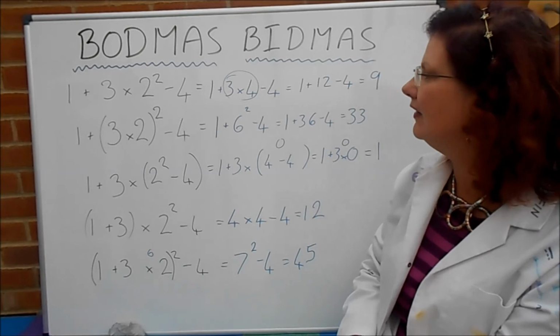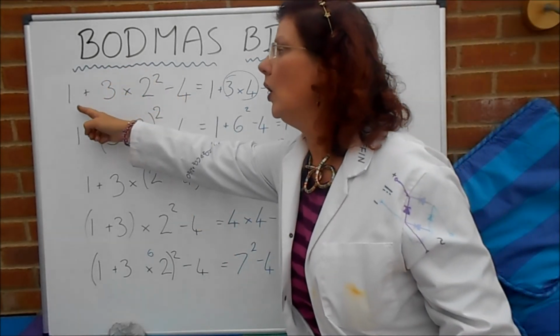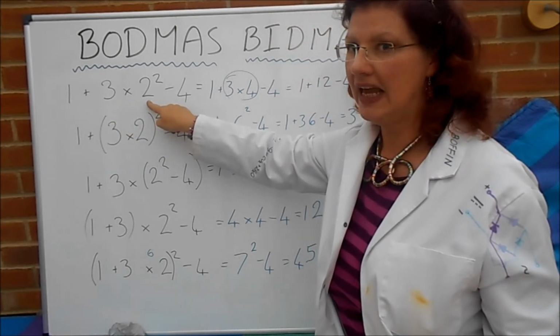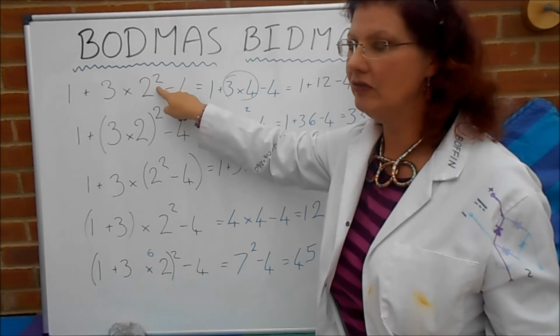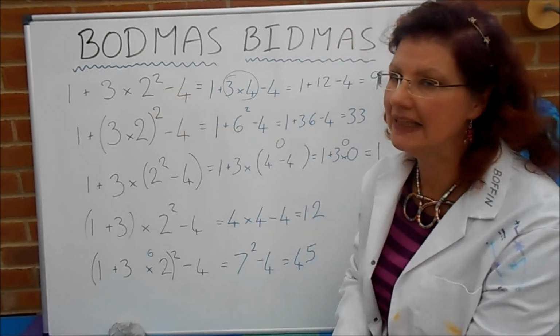So we've got some completely different answers here, just depending on where we put the brackets, making sure we put the right answers in the right order. None of your answers should have come out to 1 plus 3 is 4, times 2 is 8, square it, 64, take away 4, 60. None of your answers should have been 60.